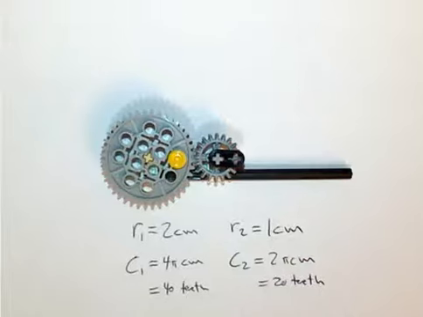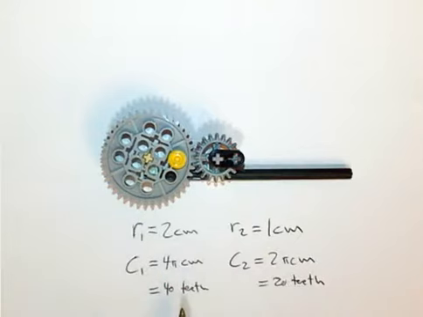Here we have two gears, and I've indicated the radius of the large gear and the radius of the small gear in centimeters, the circumference of the large gear and the circumference of the small gear in centimeters, just 2 pi times radius, of course.